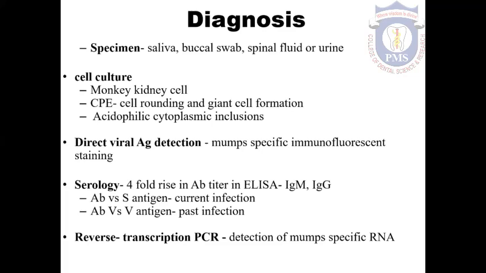Serology, we can see a fourfold rise in antibody titer in ELISA, that is IgM and IgG. Antibody versus S antigen, which shows a current infection, and antibody versus V antigen, which is showing a past infection.